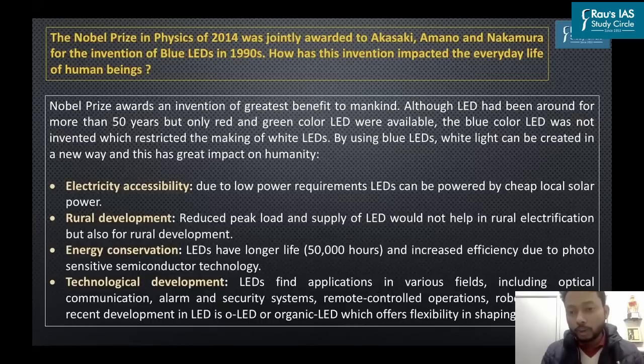Then you can look at other topics in other papers. That would be a method to generate points, and that would be a method to give proper structure to your answer. Let me show you what could be a plausible answer to this question.